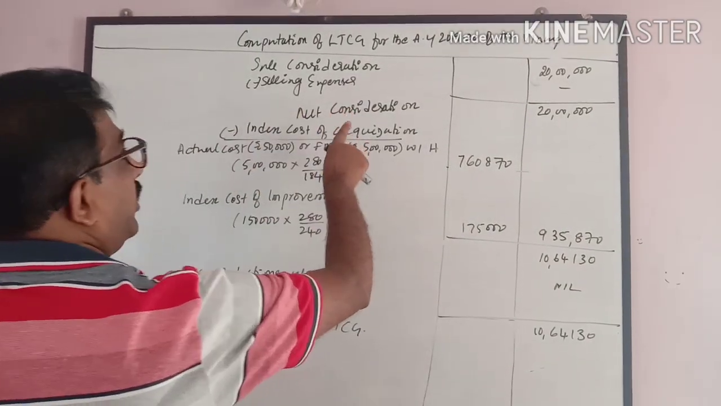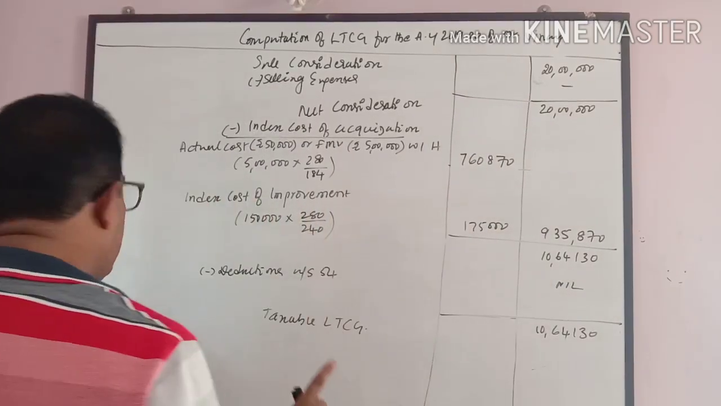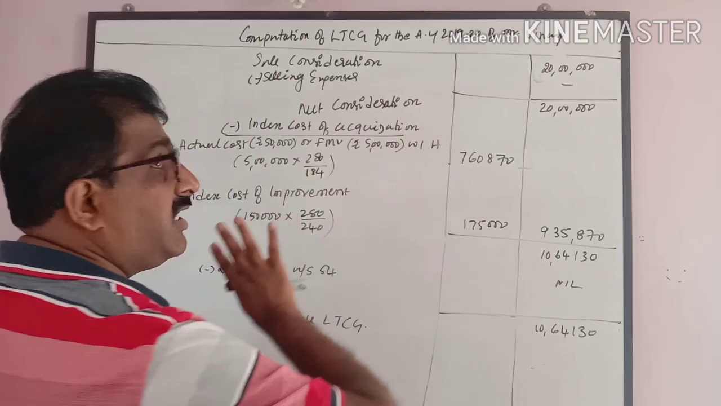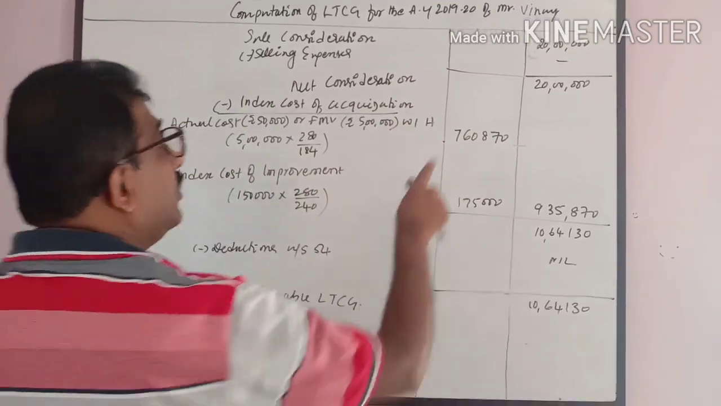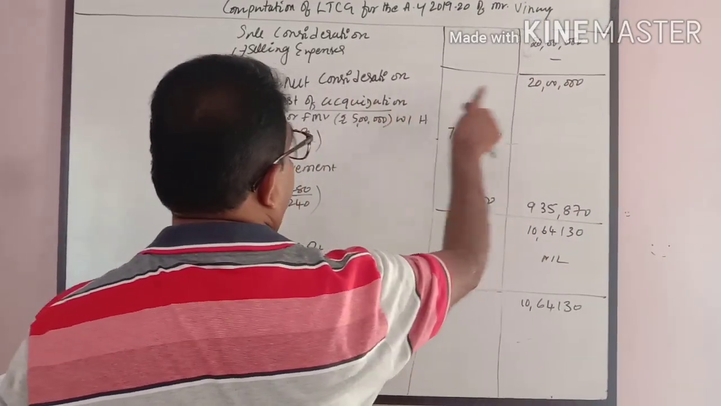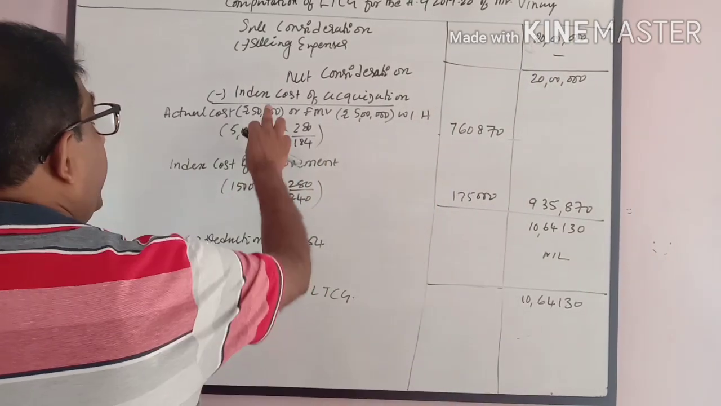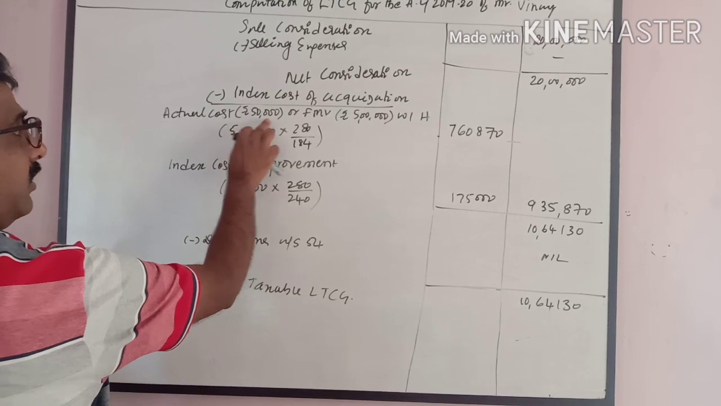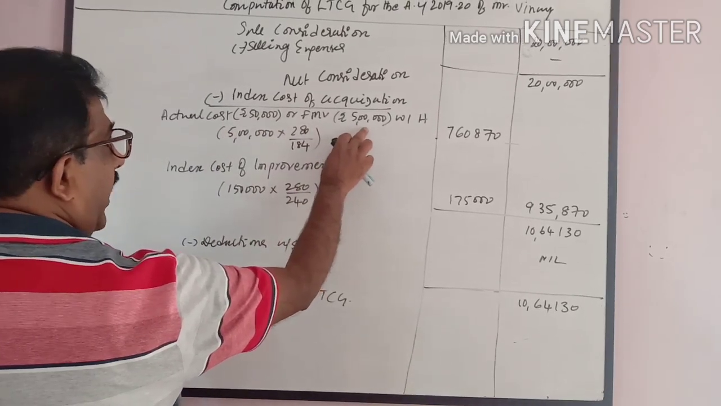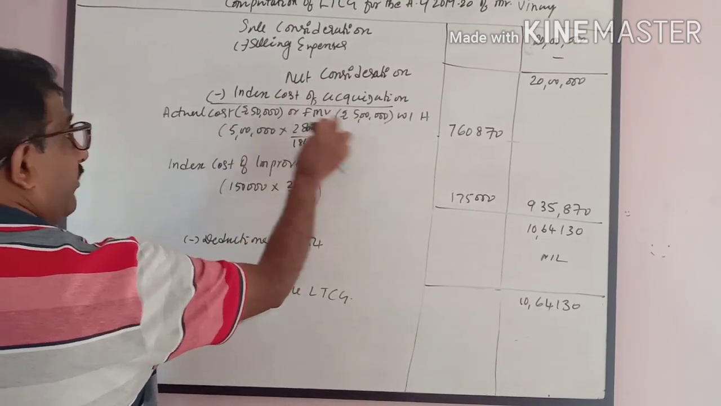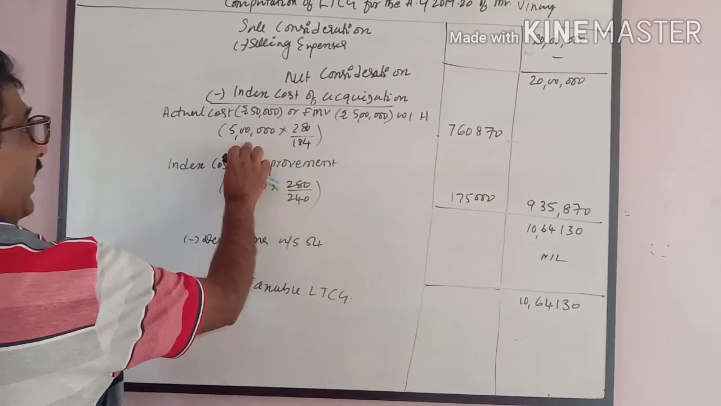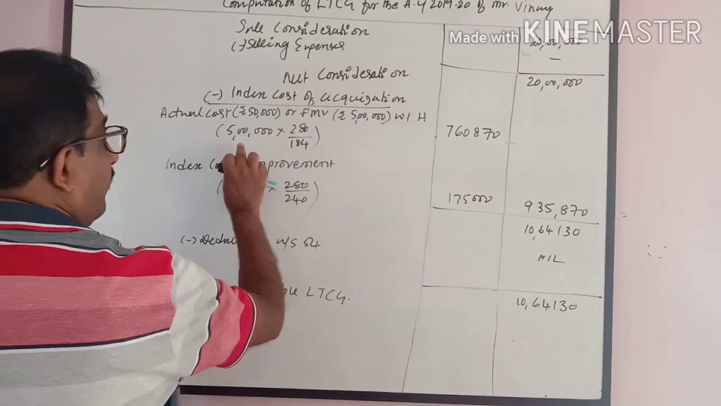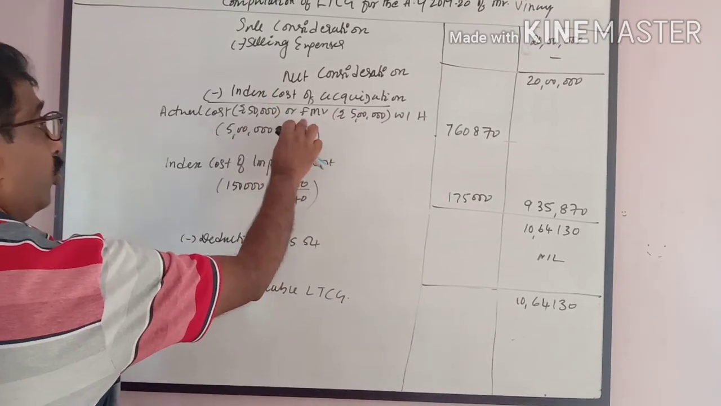Sale consideration 20 lakhs. He sold for 20 lakhs. Minus selling expenses: there are no selling expenses given, so nil. The net consideration becomes 20 lakhs. Indexed cost of acquisition: actual cost is 50,000, fair market value is 5 lakhs. Among these two, whichever is higher will be taken as the actual cost. That is 5 lakhs. 5 lakhs into 280.